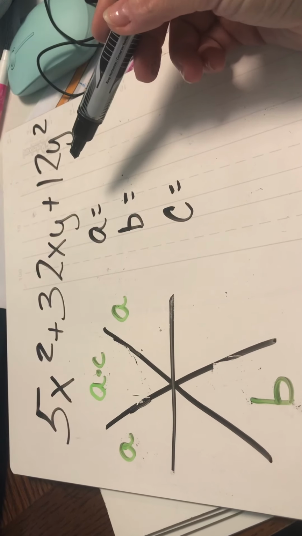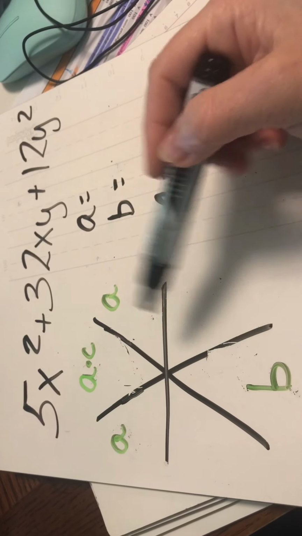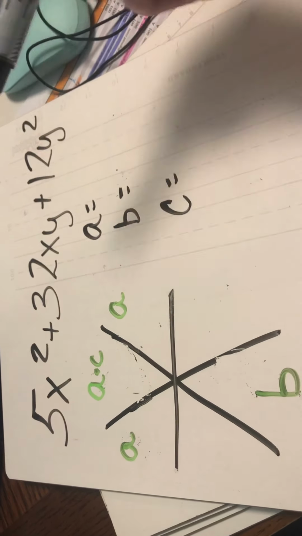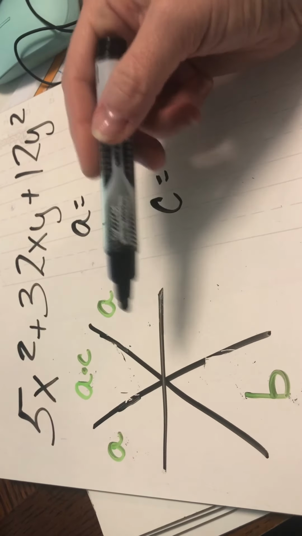Here's a problem that you were stuck on. When you have a problem that looks like this, the asterisk method really is the easiest method to use. But the first thing we need to do is figure out what our A, our B, and our C is in order to fill out our chart over here.